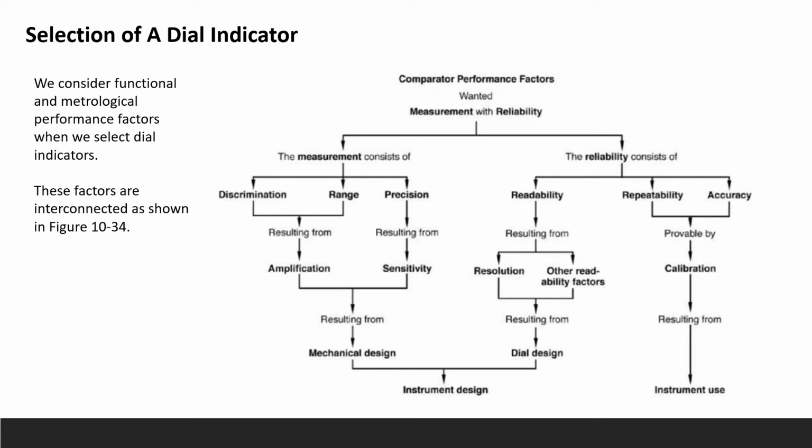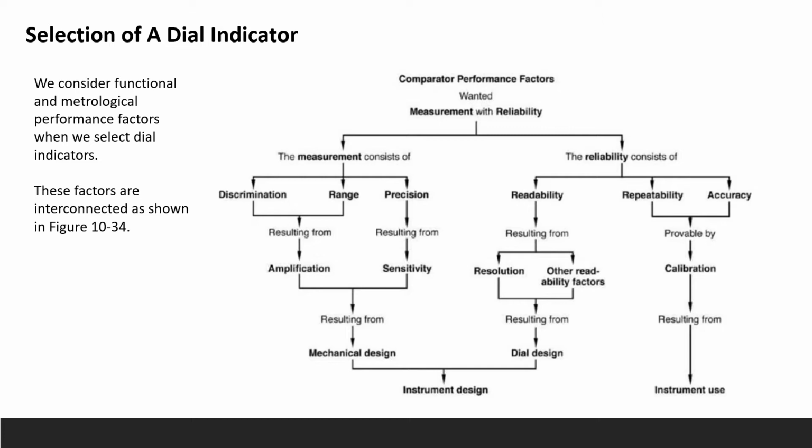Selection of a dial indicator: how are we going to select? We're going to follow this. So we consider functional and metrological performance factors. When we select the dial indicator, these factors are interconnected like that. So if you look at the comparative performance factors, what we want is measurement with reliability, and the measurement consists of 3 different paths. If you want discrimination, you go through amplification, then mechanical design, and then your instrument design. If we're looking for the measurement to consist of range, we go the same path, okay. If we're looking for precision, we go this path, okay.